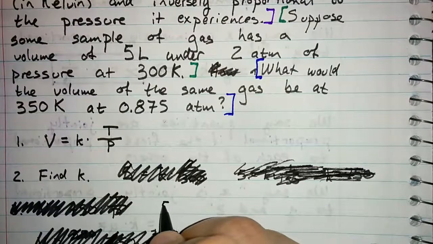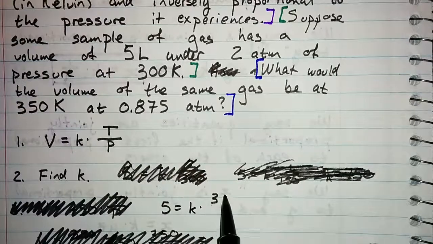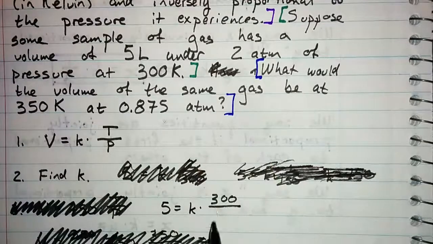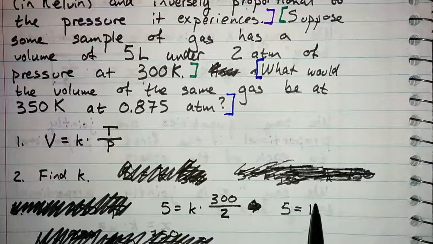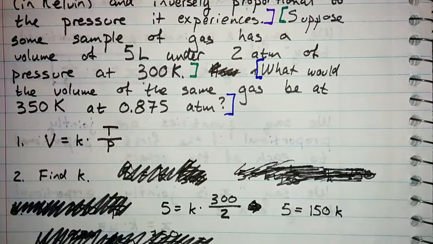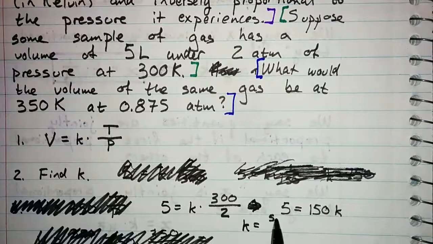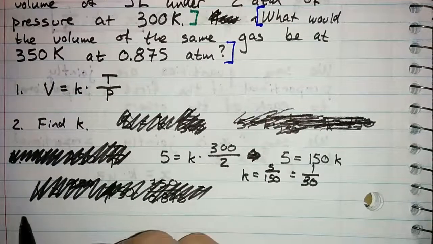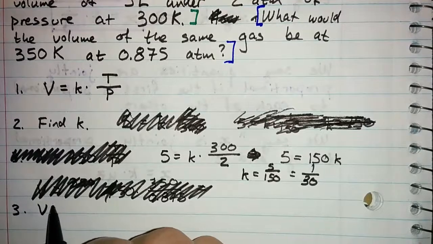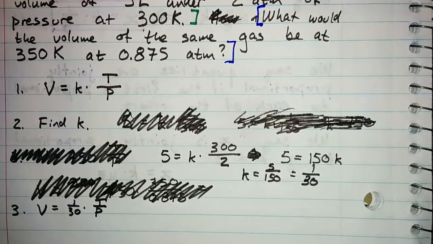I plug in my volume, that's equal to K, times my known temperature, 300, over my known pressure, 2. Working this out, I get 5 equals 150 times K. Divide both sides by 150. I get K is 5 150ths, or 1/30th. And now I have an equation that describes this relationship. Namely, V is 1/30 times T over P.